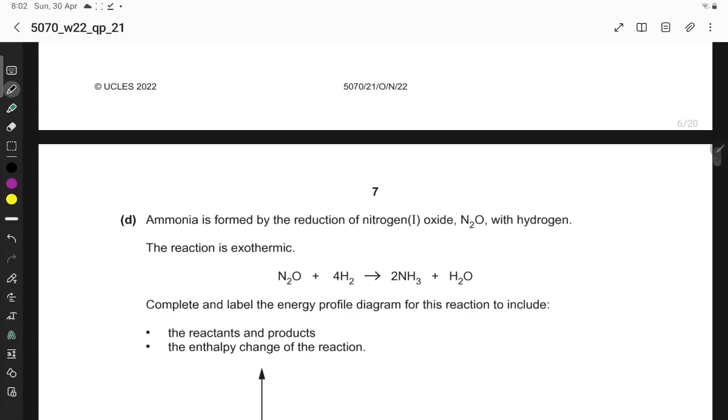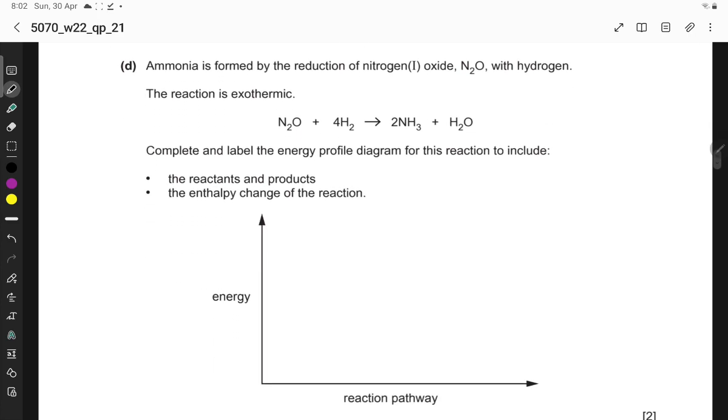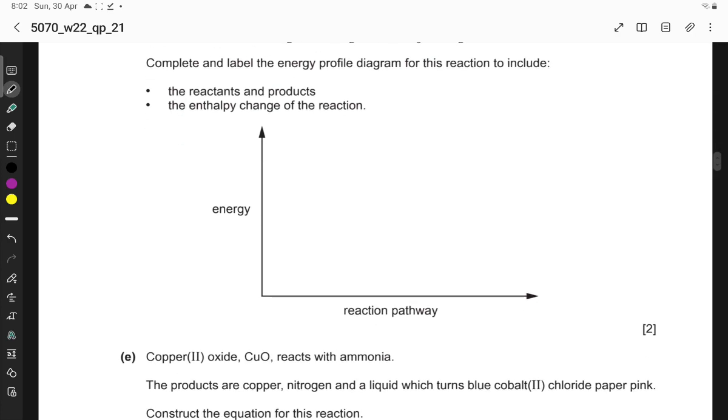Ammonia is formed by the reduction of nitrogen(II) oxide with hydrogen. The reaction is exothermic. Complete and label the energy profile diagram for this reaction to include the reactants and the products. So this is the energy profile diagram.